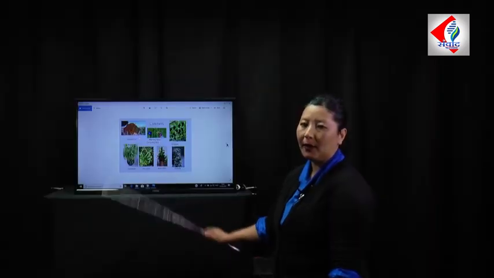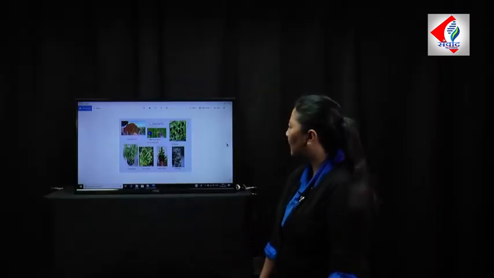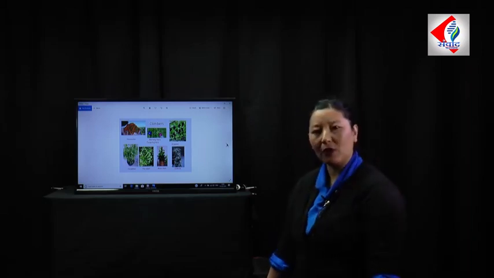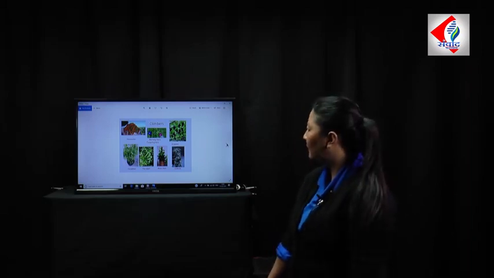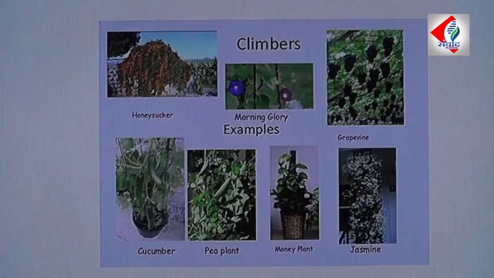A few more examples of climbers. This is a very common example: it is a honeysuckle which has orange flowers. Then morning glory, it's also very common. Grapevine, cucumber, pea plant, money plant, jasmines, these are all examples of climbers.